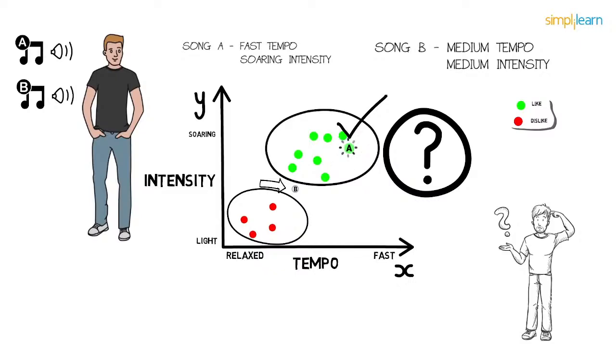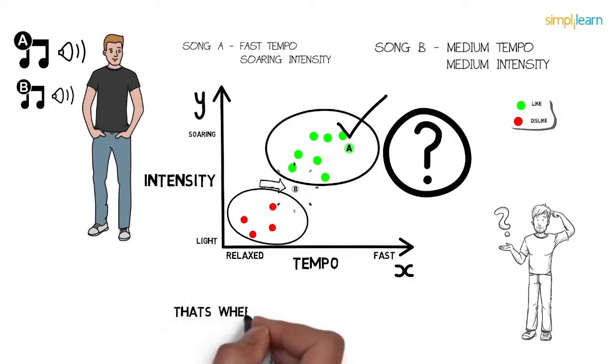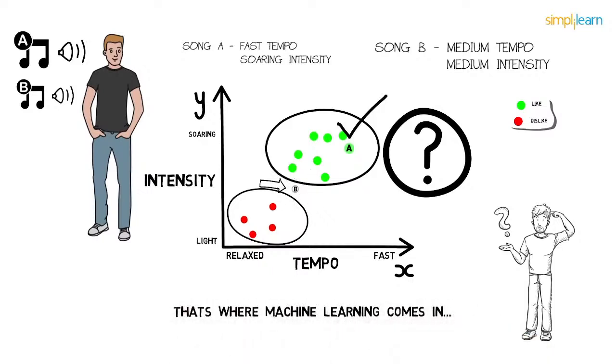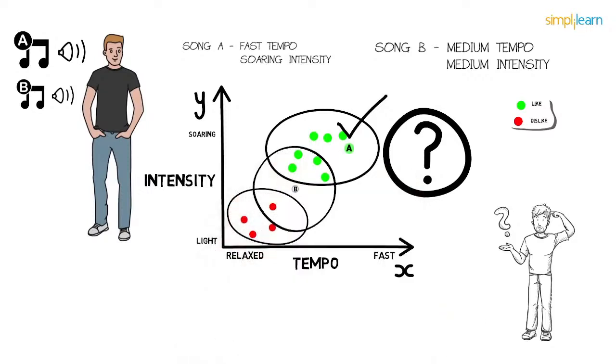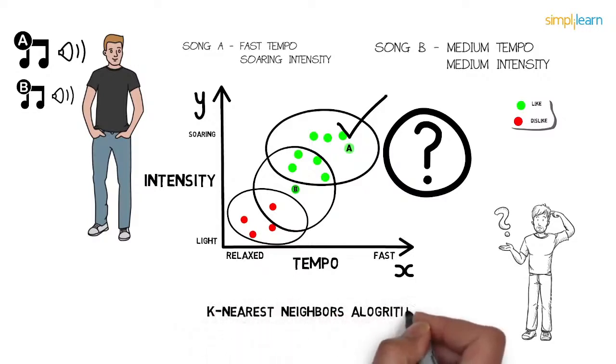But when the choice became complicated, as in the case of Song B, yes, and that's where machine learning comes in. Let's see how. In the same example, for Song B, if we draw a circle around Song B, we see that there are 4 votes for like, whereas 1 vote for dislike. If we go for the majority votes, we can say that Paul will definitely like the song. That's all. This was a basic machine learning algorithm also. It's called k-nearest neighbors. So this is just a small example of one of the many machine learning algorithms.